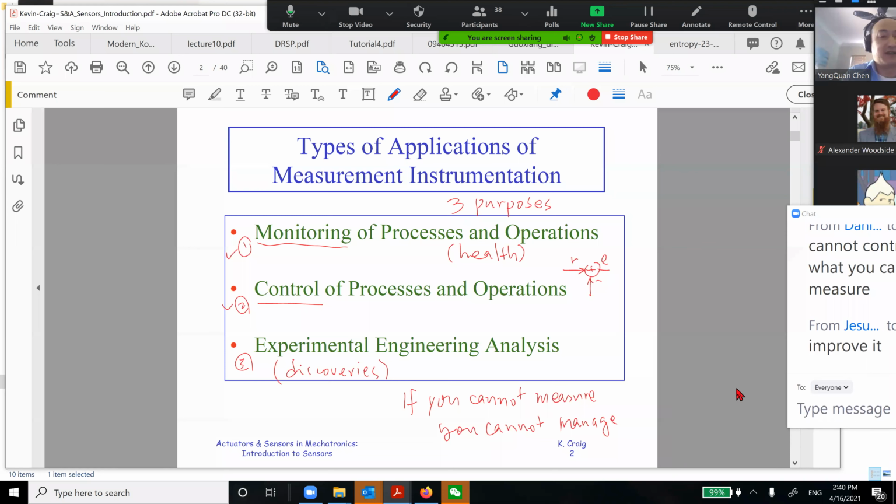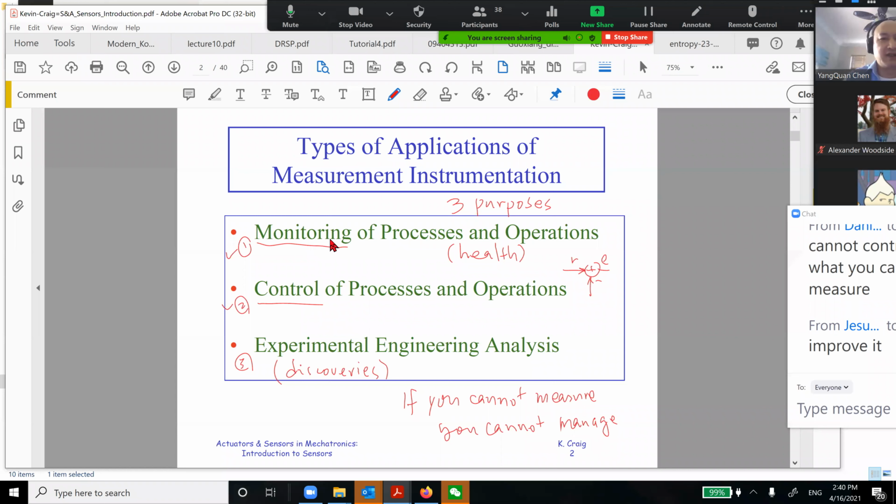That's so true, right? But specifically here, we talk about managing the system's behavior. So it's control. If you cannot measure, you cannot control, of course. So there are 3 purposes that I'm going to talk about here. The first: measuring for what? Measuring for monitoring the process and operation.